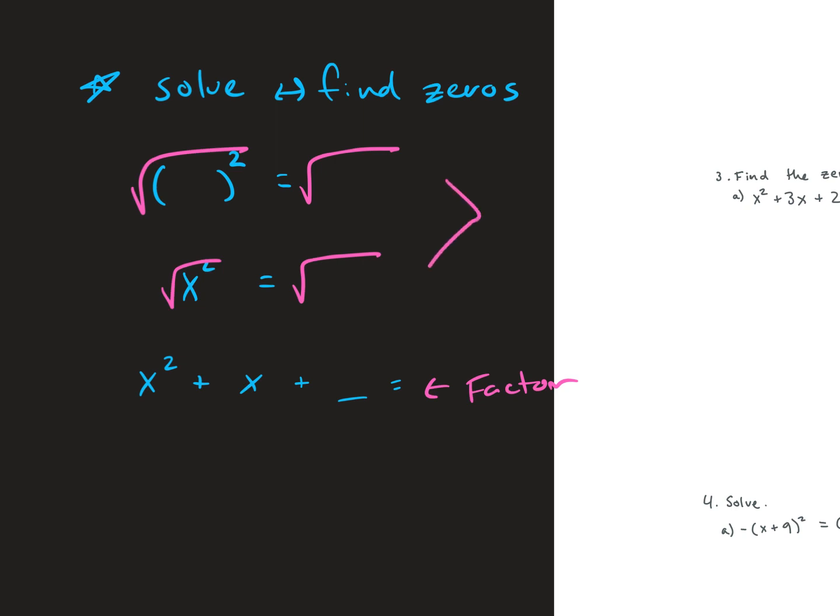And then also, just as a refresher, anytime I take the square root of both sides, what do I need to do? Plus or minus. So don't forget, whenever you're taking the square root of both sides, you need that plus or minus in your answer.